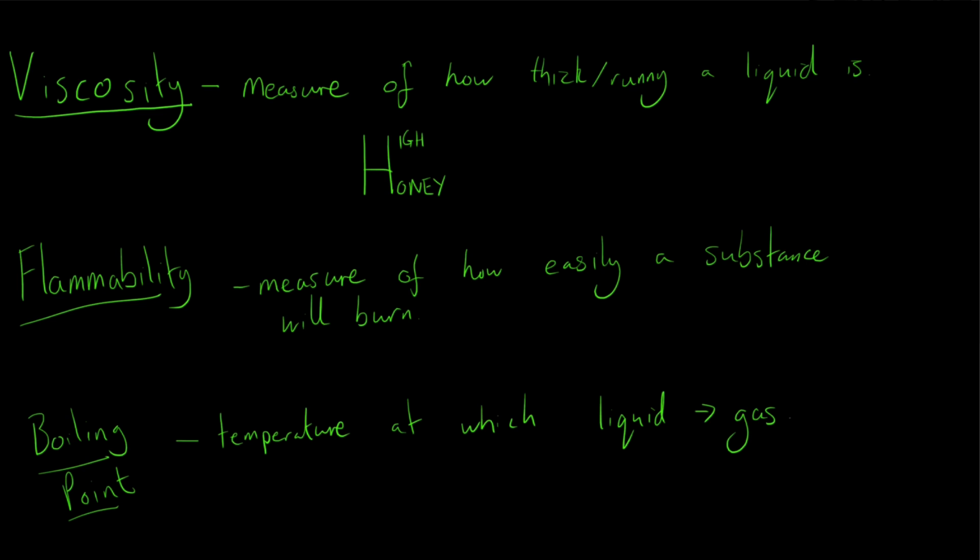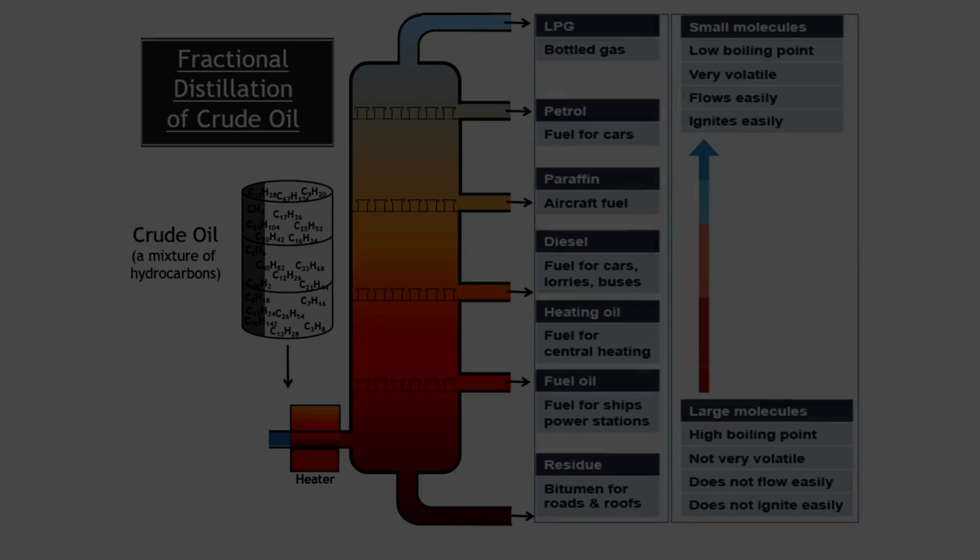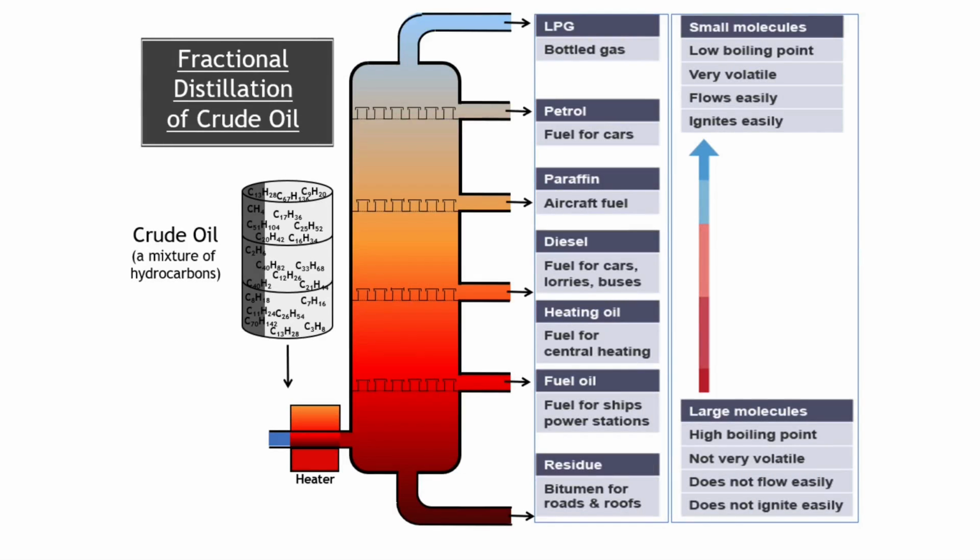Now, I wanted to highlight these three definitions because we're going to use them in just a second to describe different trends in the fractional distillation column, which is where we use crude oil and separate it into different fractions. So we're going to use these terms for viscosity, flammability, and boiling point as descriptive words, so we need to know what they mean. So here's a diagram showing the fractional distillation column used for the fractional distillation of crude oil.